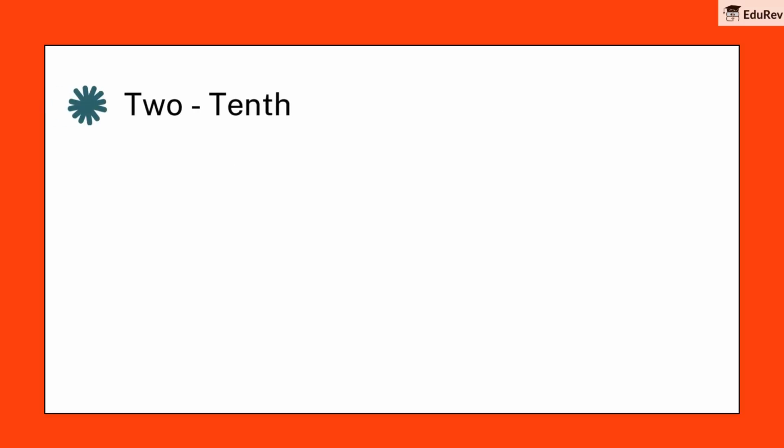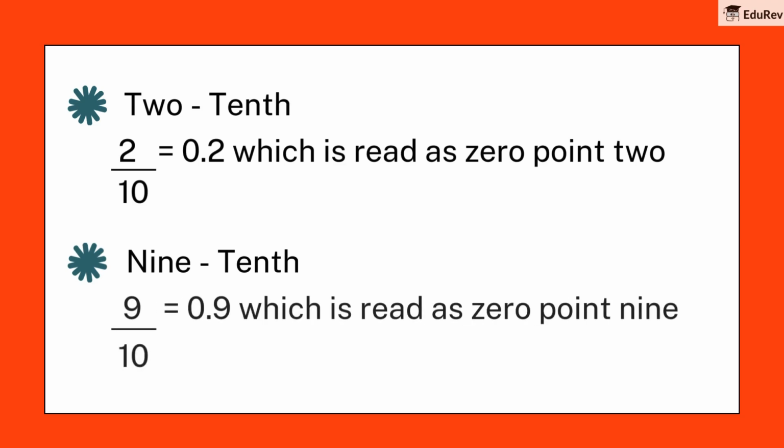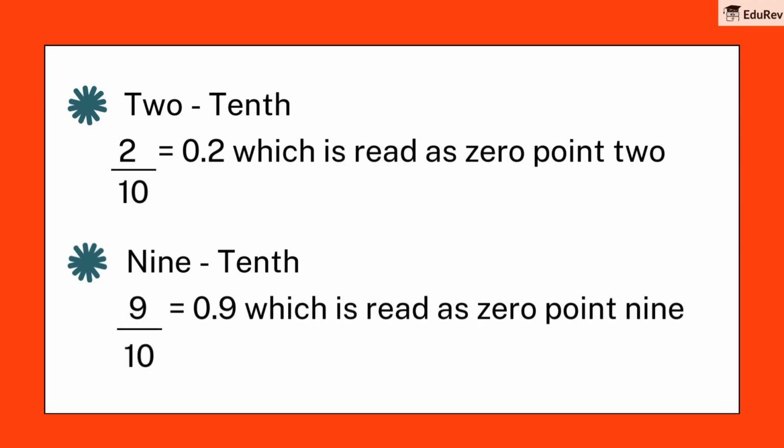Now, let's see 2/10. 2/10 is 2 divided by 10, which gives us 0.2, and it is read as 0.2. Next, we have 9/10. 9/10 is 9 divided by 10, which is 0.9, and it is read as 0.9.